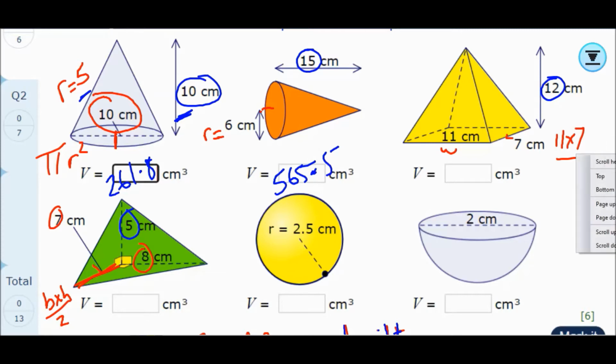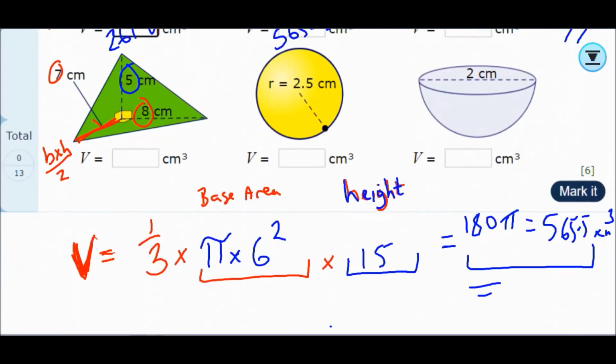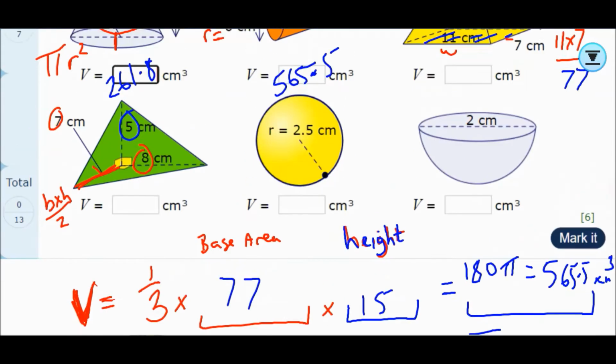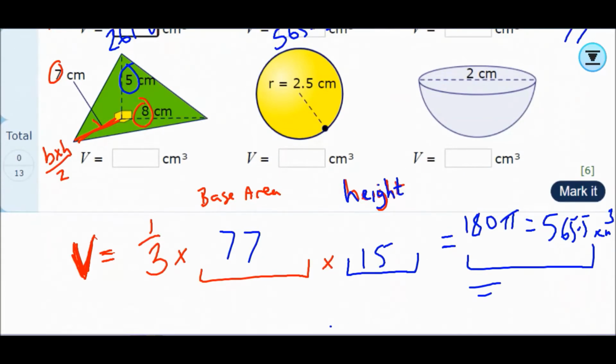Looking at my pyramid, we've got 11 times 7, so my base area to do that one is going to be 11 times 7, which is going to give me 77. And again, all I'm going to do is come down to here. My base area now, remember on the pyramid, is length times width, which is going to give me 77, we've just calculated, and my height is 12, so sub in my height of 12.